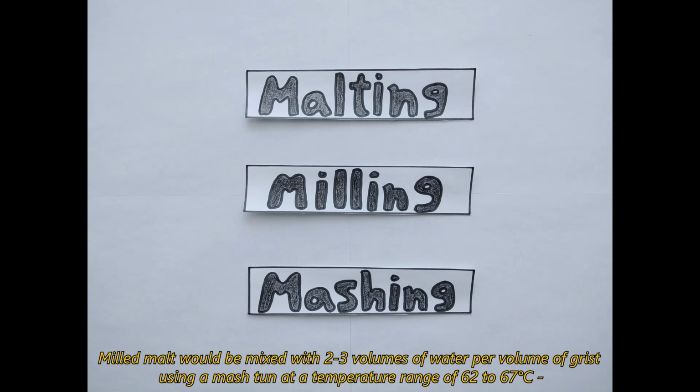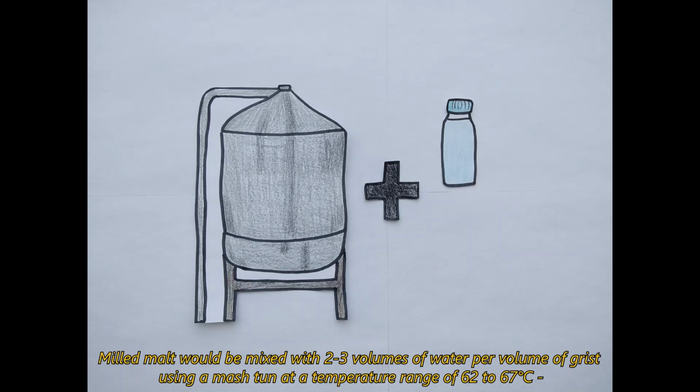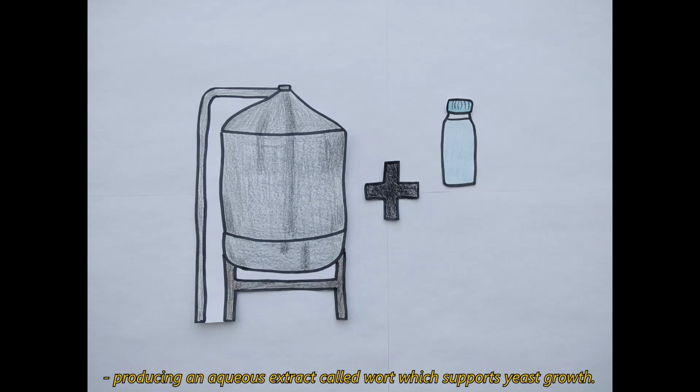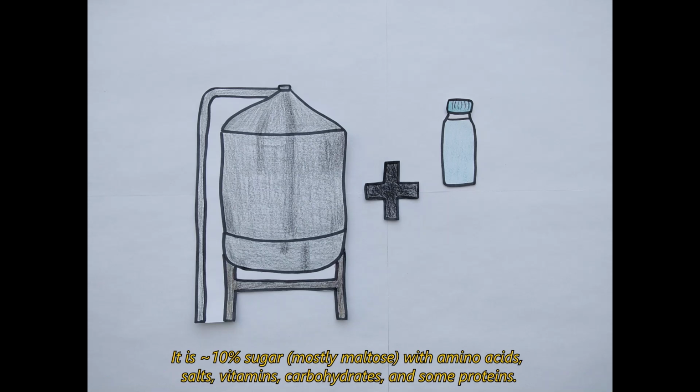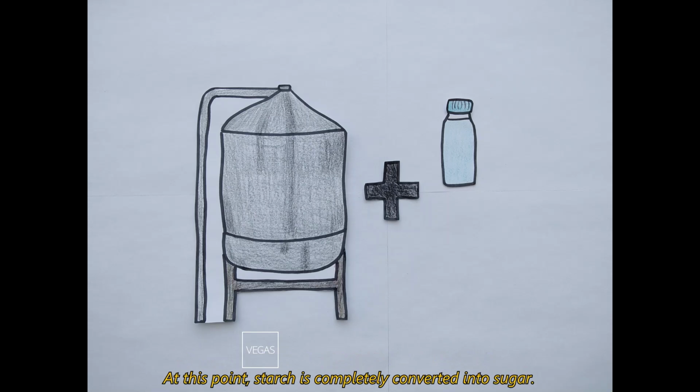Milled malt would be mixed with 2-3 volumes of water per volume of grist using a mash tun at a temperature range of 62 to 67 degrees Celsius, producing an aqueous extract called wort which supports yeast growth. It is 10% sugar with amino acids, salts, vitamins, carbohydrates, and some proteins. At this point, starch is completely converted into sugar.